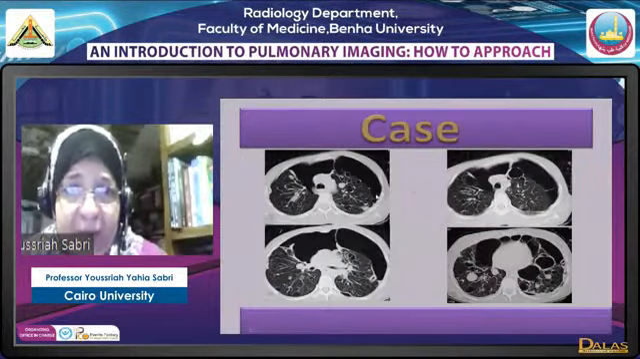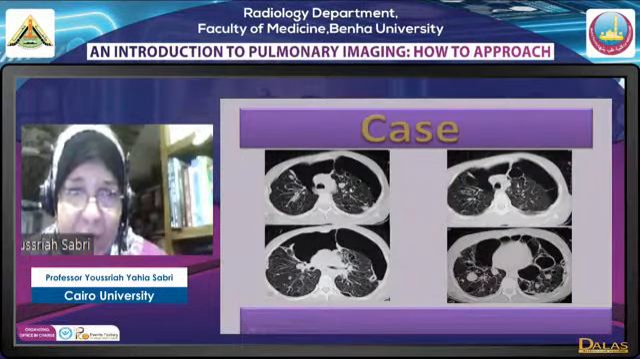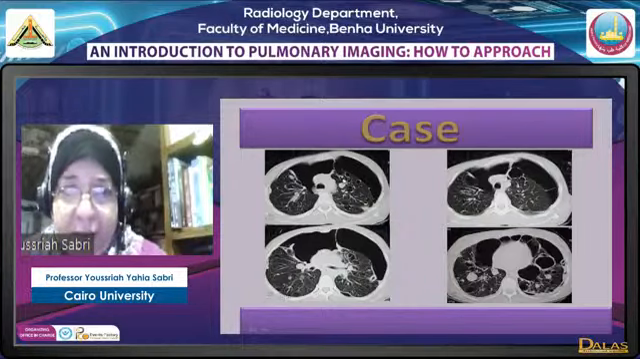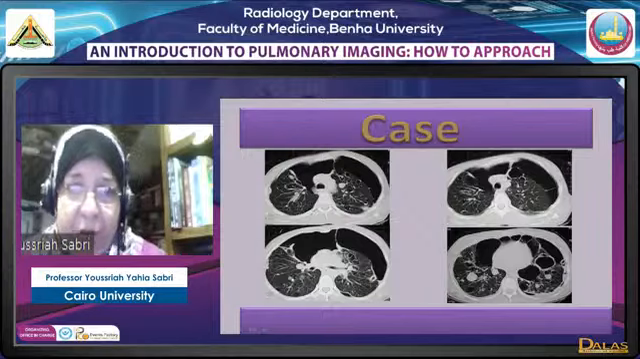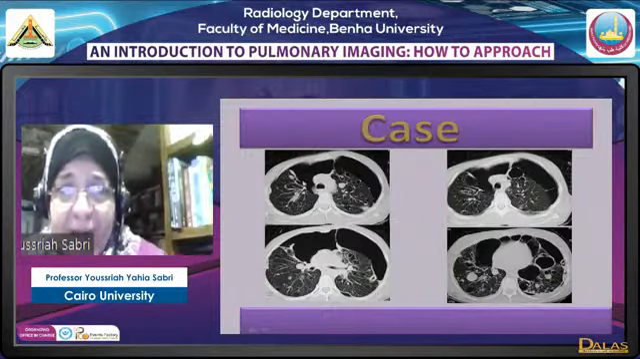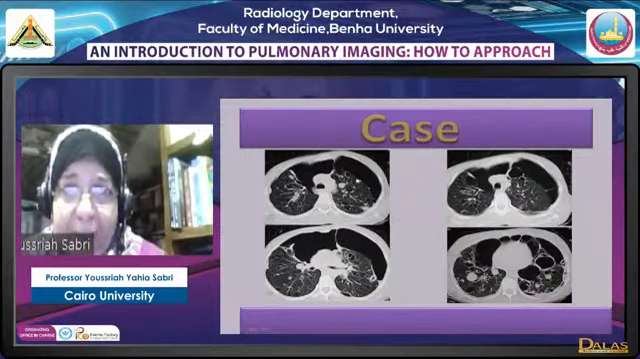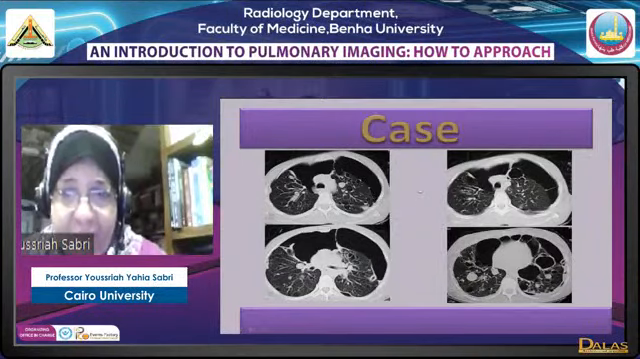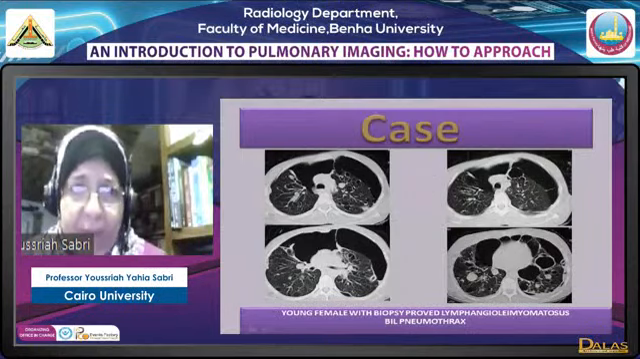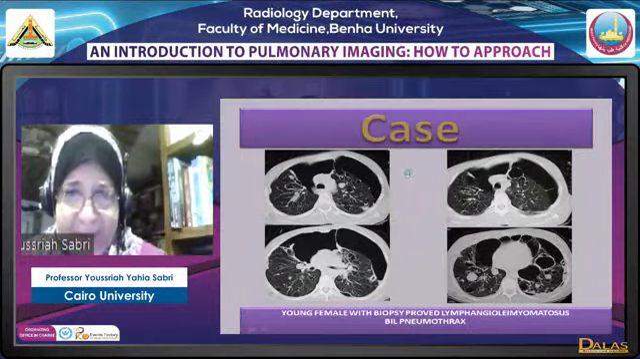Now again, we have here bilateral cysts. Okay, we have bilateral cysts that are seen in the upper lobe and in the lower lobe, so it is dispersed in both lungs, and we have bilateral pneumothorax here. This was a young female patient with LAM, lymphangioleiomyomatosis, with bilateral diffuse cysts.